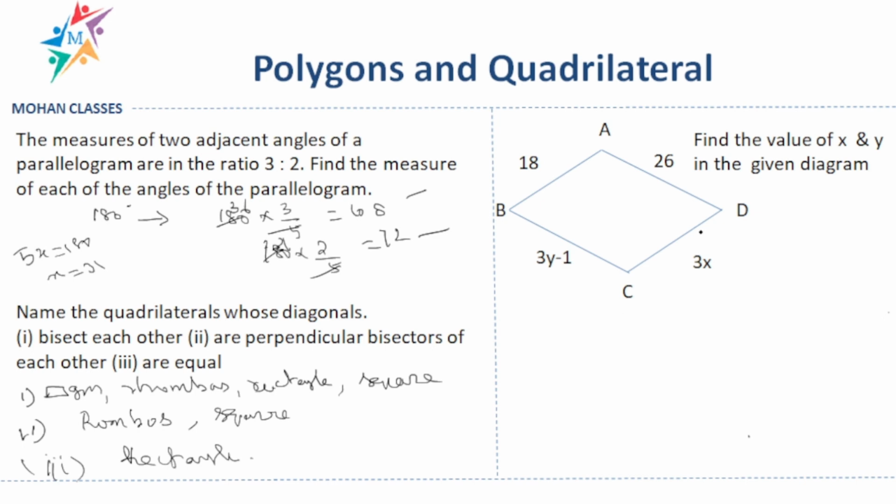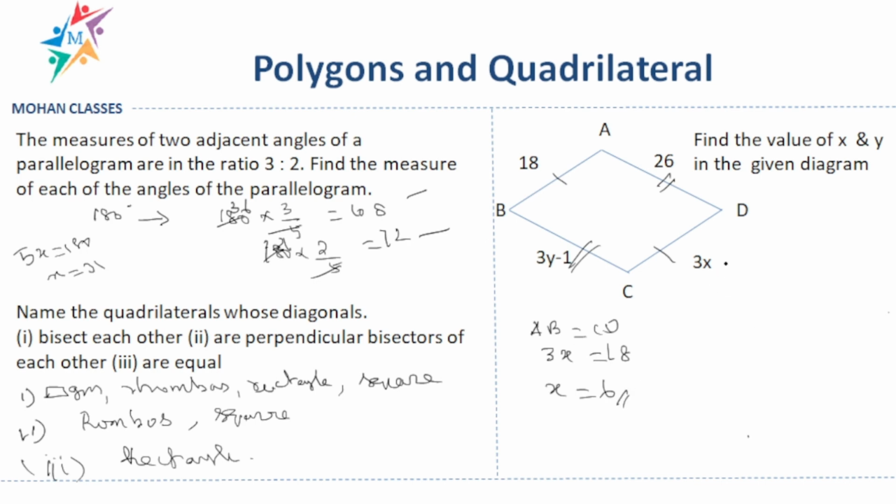Here you see, what is the concept of a parallelogram? In a parallelogram, opposite sides are equal and parallel. Here, AB is equal to CD, right? Opposite sides. These two sides are equal, and these two sides are equal. So AB is equal to CD, and CD is 3x. 3x is equal to 18. So therefore x is equal to 6. Correct? So here we have got the x value.